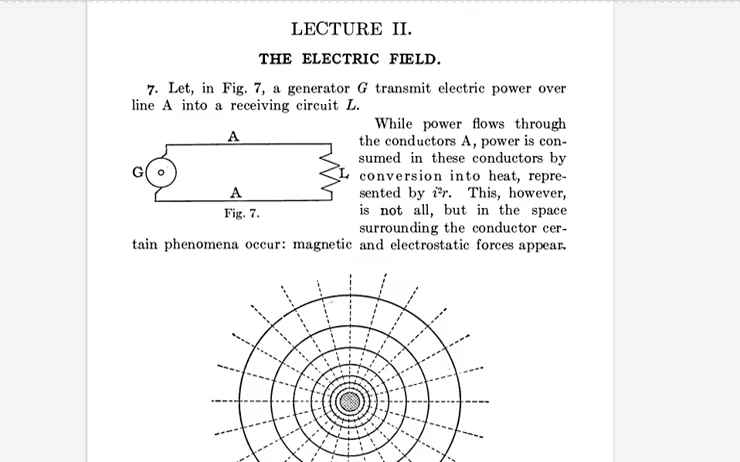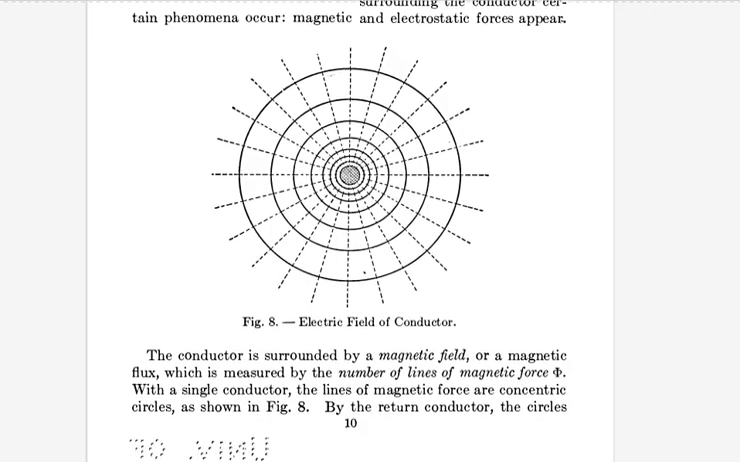Lecture 2. The Electric Field. 7. Let, in Figure 7, a generator G transmit electric power over line A into a receiving circuit L. While power flows through the conductors A, power is consumed in these conductors by conversion into heat, represented by I squared R. This, however, is not all, but in the space surrounding the conductor certain phenomena occur. Magnetic and electrostatic forces appear.